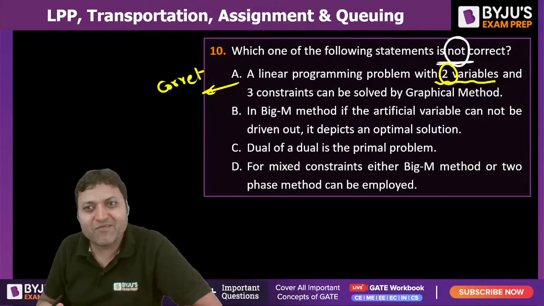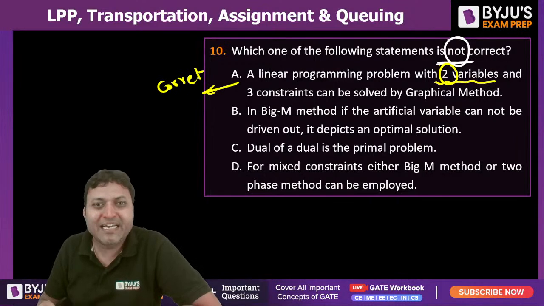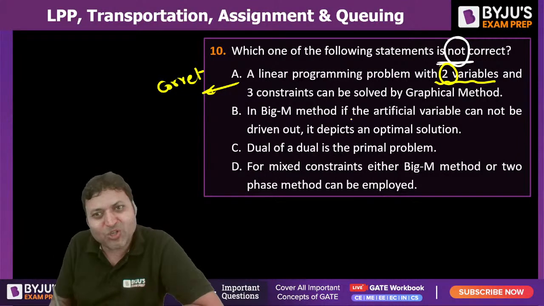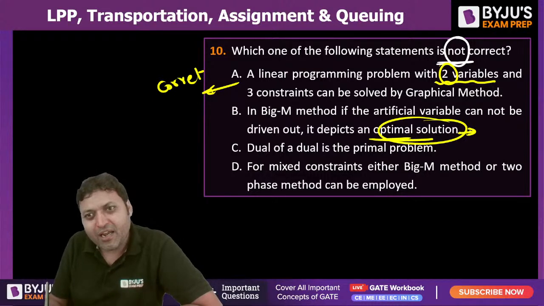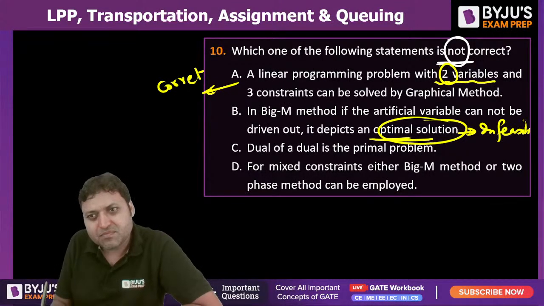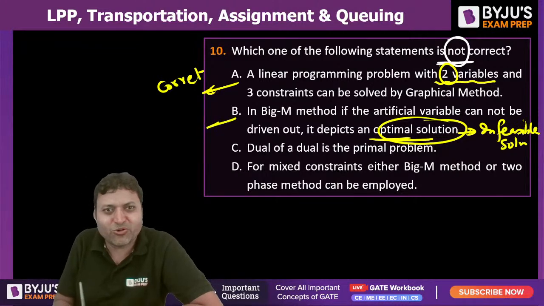In big M method, if the artificial variable cannot be driven out, it depicts optimum solution. That is incorrect. What does it depict? It depicts infeasible solution. That is incorrect.